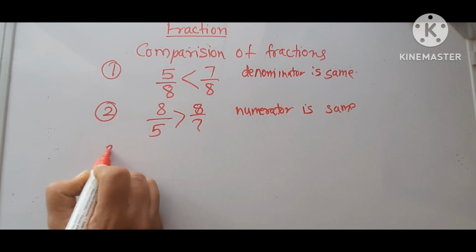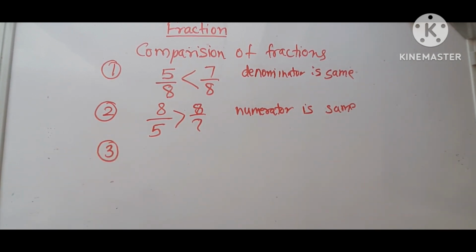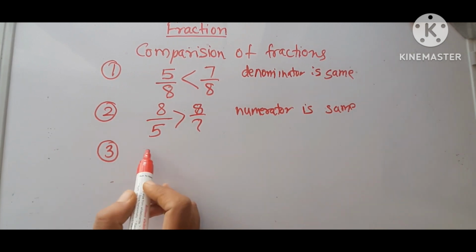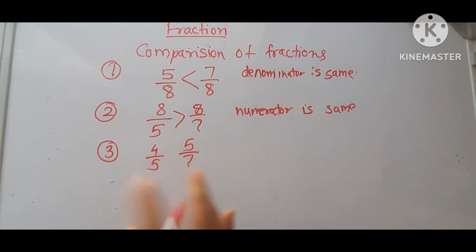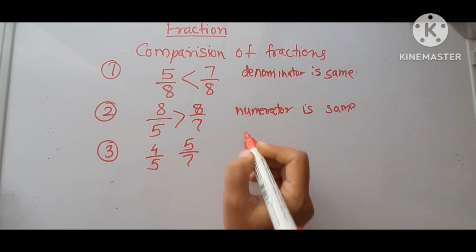Okay, so these are the two methods where we can find the comparison if the numerators or denominators are the same. The third type of fraction comparison is if the numerators and denominators are not the same. Suppose they have given us 4/5 and 5/7. Here the numerators are different and the denominators are also different. In this case, how can we find the comparison? There are two methods to do that.